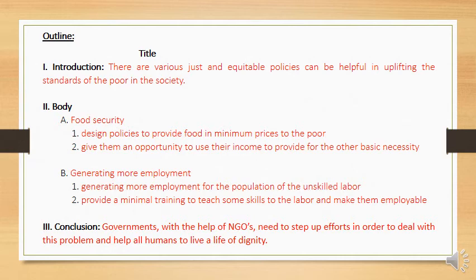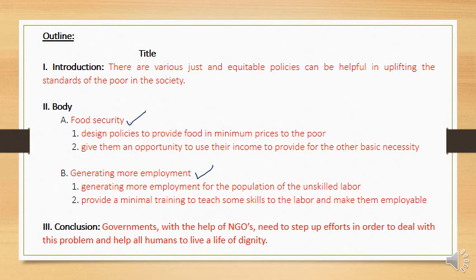Body 1, what is the main idea of the first paragraph? It's food security. What are the supporting details? Design policies to provide food at minimum prices to the poor and give them an opportunity to use their income to provide for the other basic necessity. The second main idea was generating more employment. Generating more employment for the population of the unskilled labor. This is the first one. And the second was training the unskilled labor in order to make them more employable.